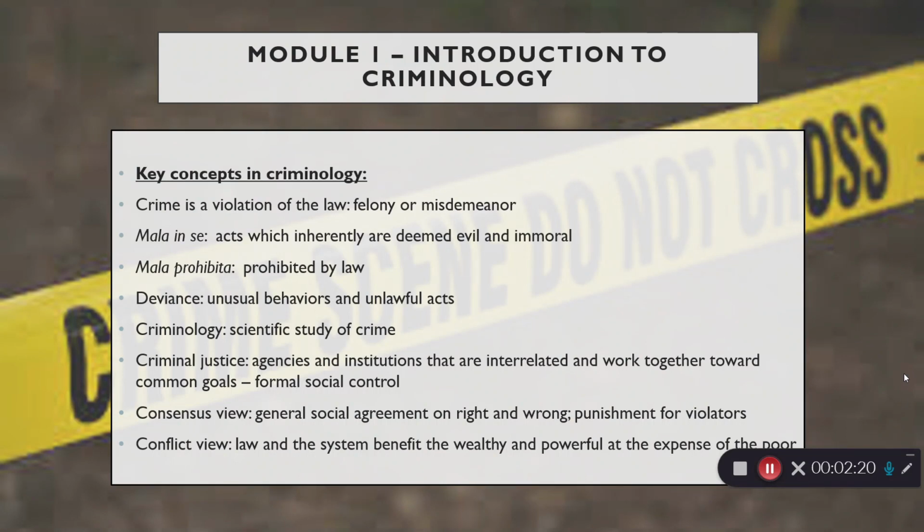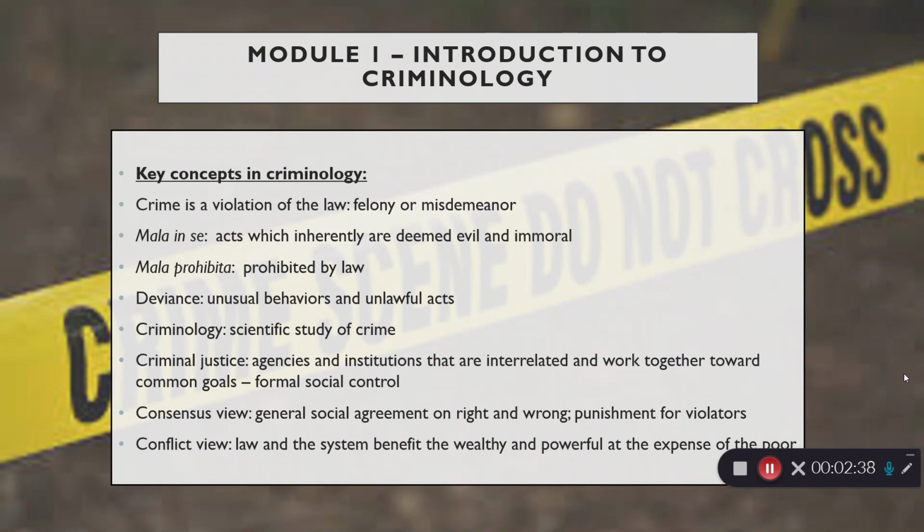So crime really falls under what's called an offense. An offense is any violation of the law, all the way up from murder, all the way down to, let's say, drinking alcohol in public or something like that. And crime is a felony or a misdemeanor.